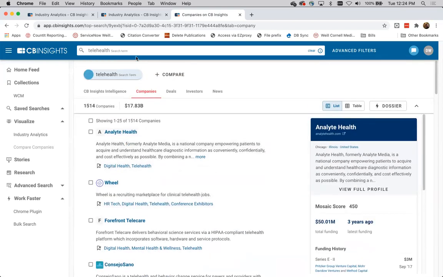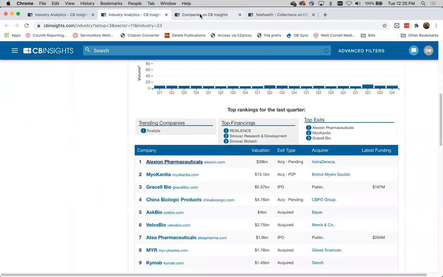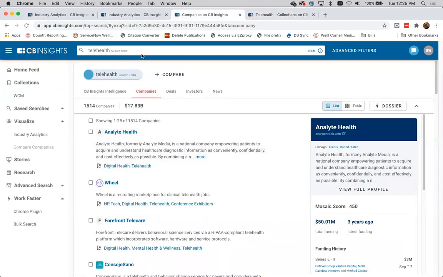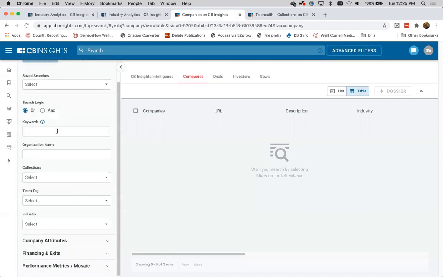So if this were me and I was just doing a broad telehealth search, I would do this search and then just be like, oh, there's already a collection for telehealth. I'll just click on that, and then it takes us to the collection that we're already familiar with. There's not enough records in these databases to really warrant a really advanced, crazy search. Browsing typically does it for you, but if you wanted to, you can click on advanced filters and have this information available to you.